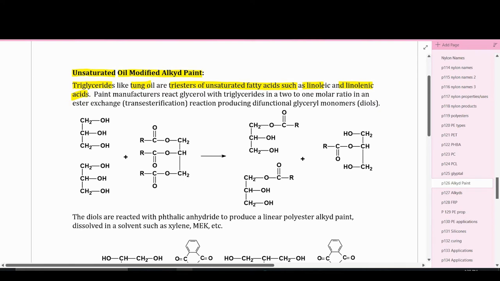They are in the R groups here, these 12 carbon, 14 carbon, 16, 18 carbon unsaturated fatty acid groups within the triester. So paint manufacturers abstract these oils from nuts and trees, and they react them with glycerol in a 2-to-1 molar ratio of glycerol to triglycerides in an ester exchange or transesterification reaction. Let's take a look at that.